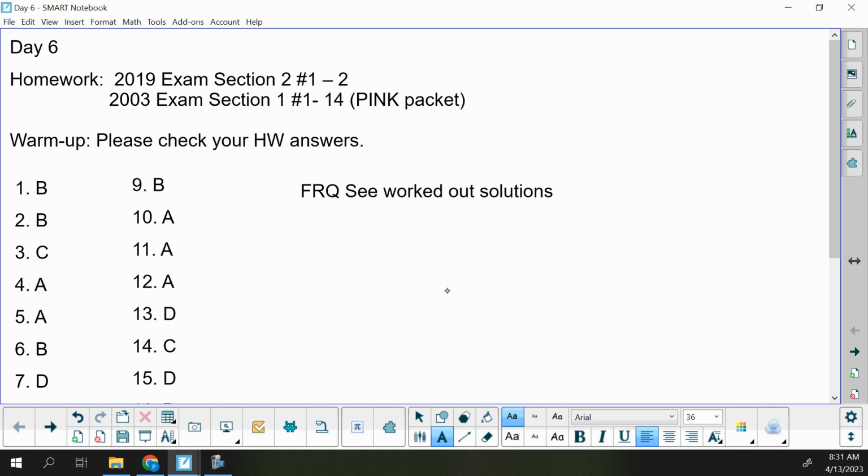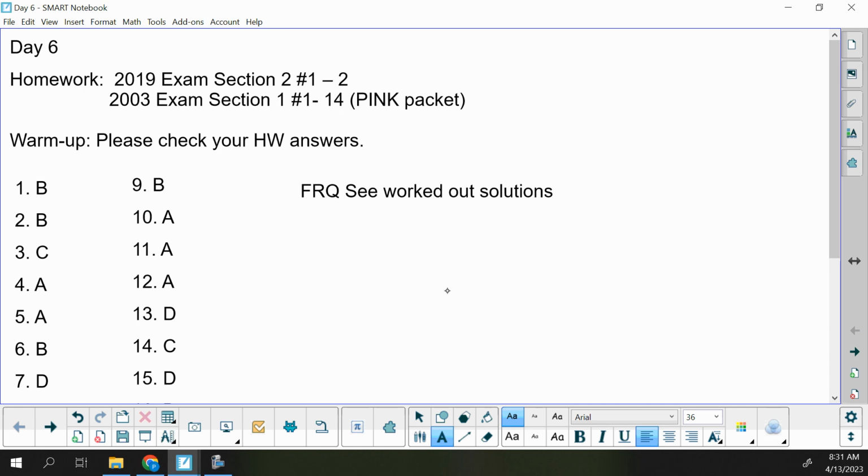All right, we are on day 6. Homework for tonight. You're going to be in the pink packet for multiple choice, doing the 2003 multiple choice, numbers 1 through 14. Those are no calculator questions. And we're starting a new free response, 2019.